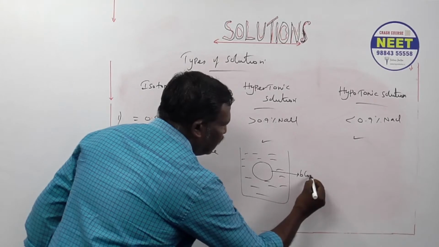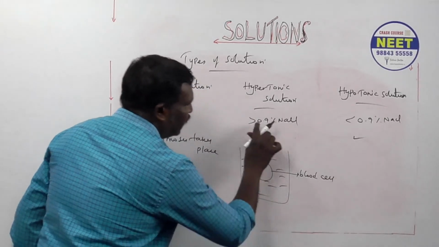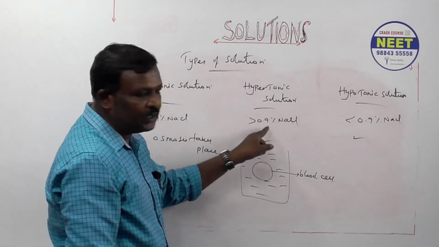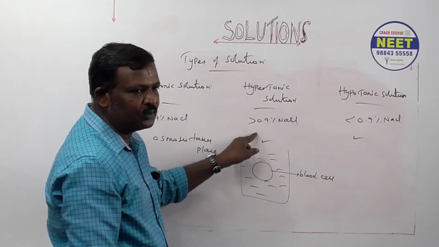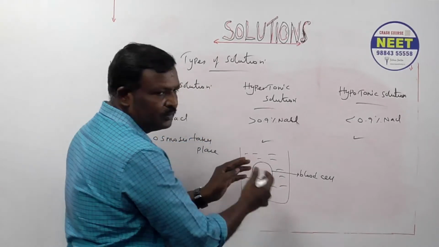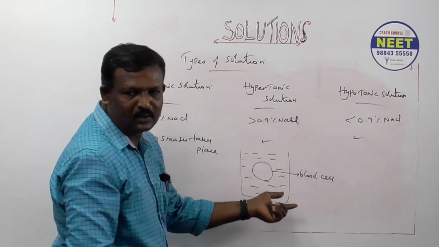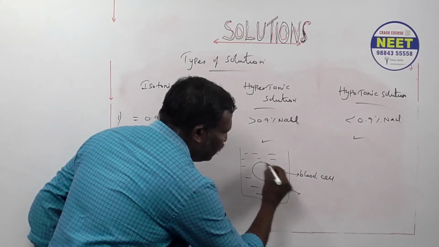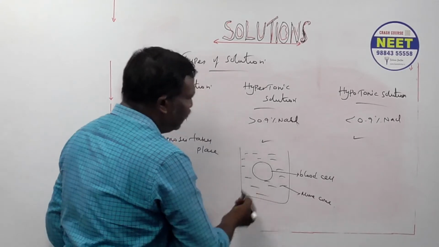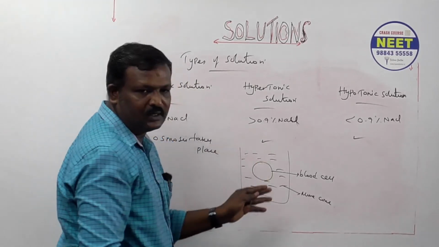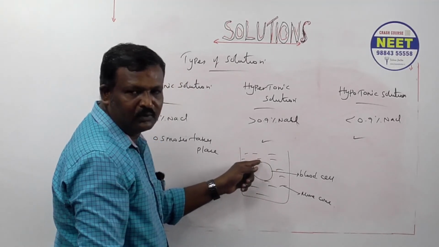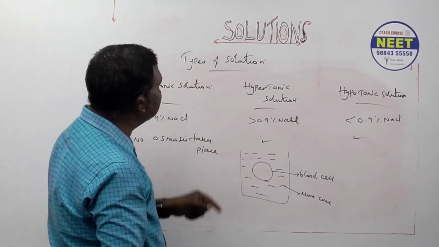Consider it's called a blood cell. It is in what? One solution. The solution concentration is what? More than 0.9% sodium chloride solution. More than means highly concentrated. This side, around the cells, we have more concentrated. Are you following? More concentrated outside means inside the cell is considered less concentrated, so dilute.